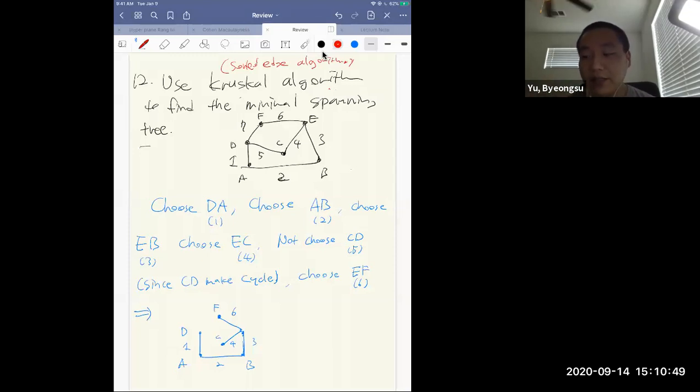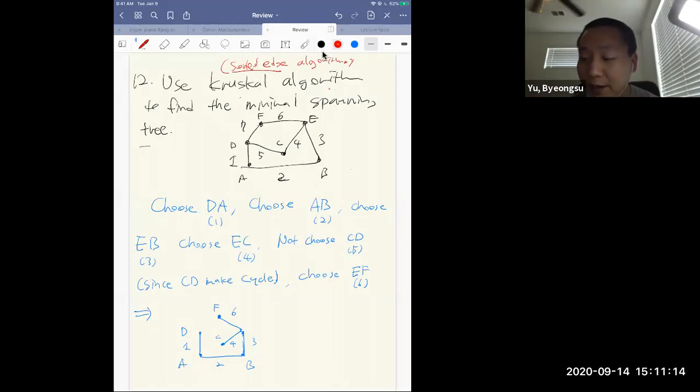In this case, just be careful not to create any cycle, because our objective is now to find the minimum spanning tree, not the Hamiltonian circuit. So the sorted edge algorithm is for a Hamiltonian circuit, but Kruskal's algorithm is for finding a minimum spanning tree. That's the difference, but the methods are very similar.